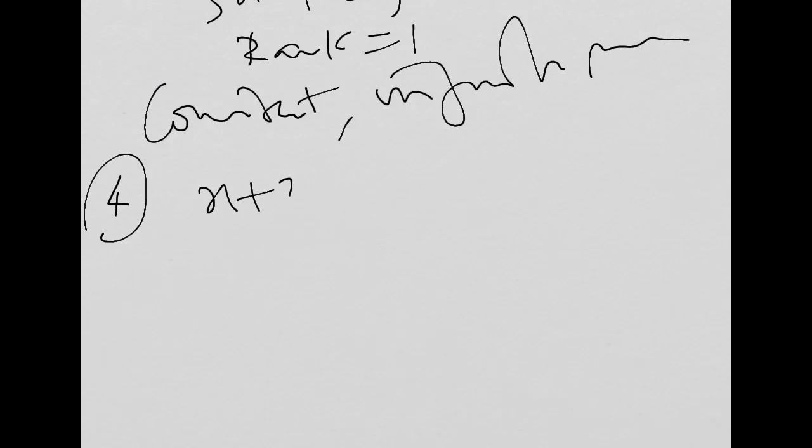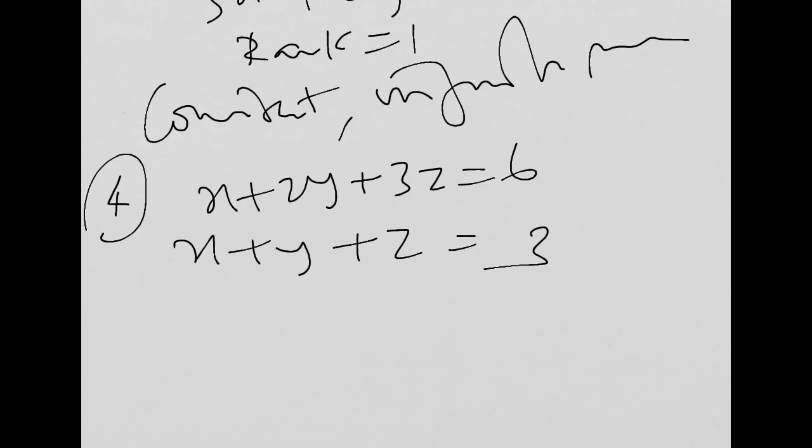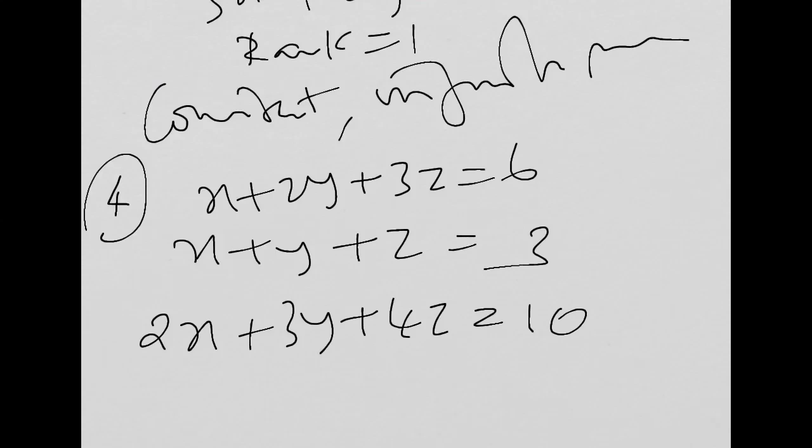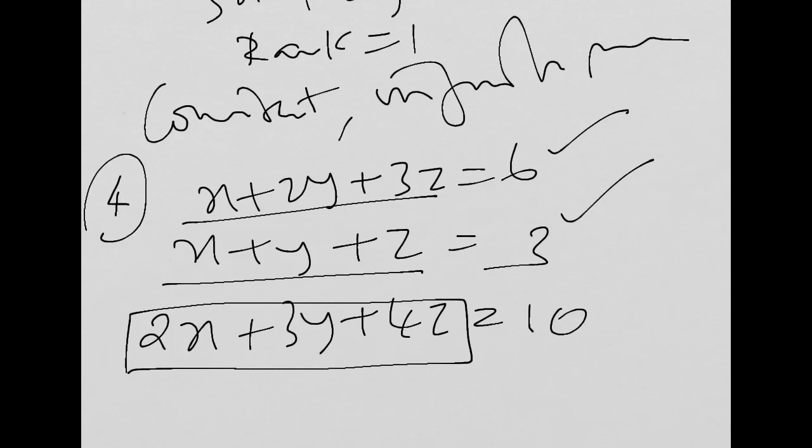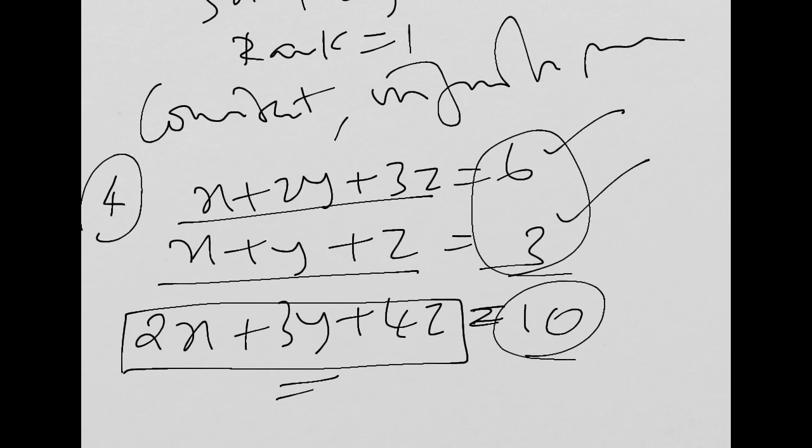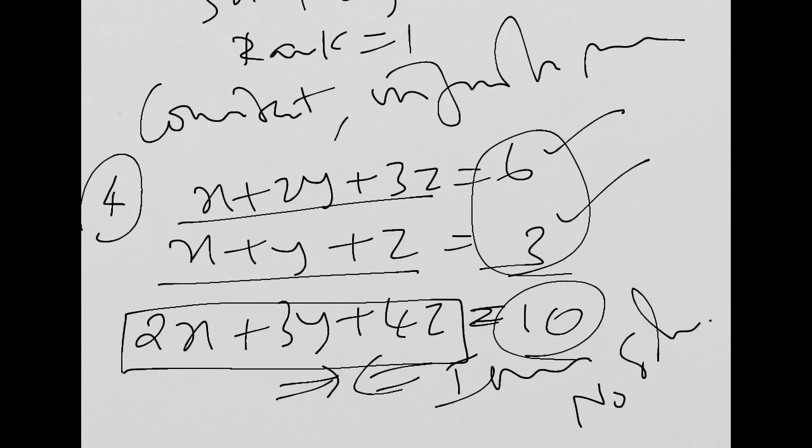I'm going to do the fourth sum now. The sum says x plus 2y plus 3z equal to 6, x plus y plus z is equal to 3, and 2x plus 3y plus 4z is equal to 10. What do you see in this, guys? And the first two will get the third one? No. First one is genuine, second is genuine. Adding the left hand side of the first and second gives you the left hand side of the third, but the right hand side gives you a contradiction. 9. It is written as 10, which is a contradiction. So I can say that it is inconsistent or no solution.